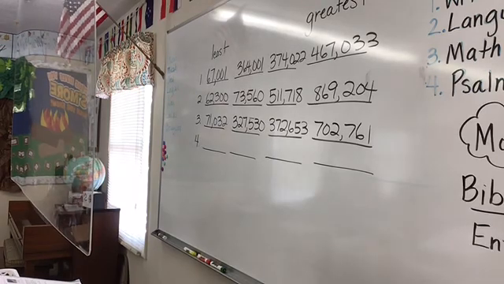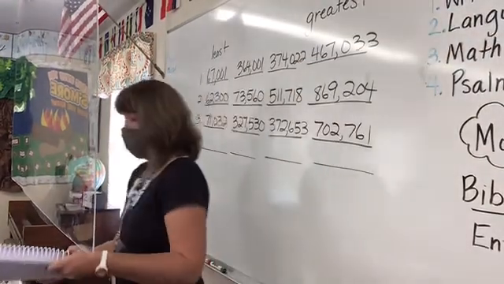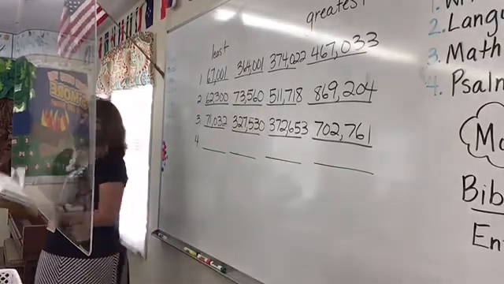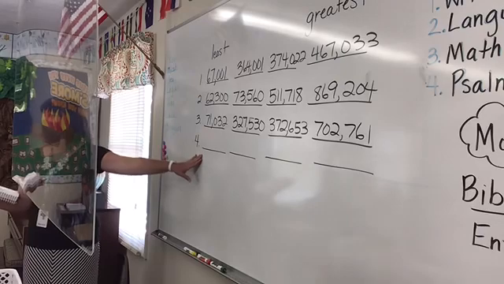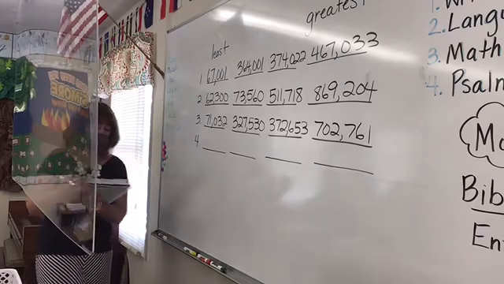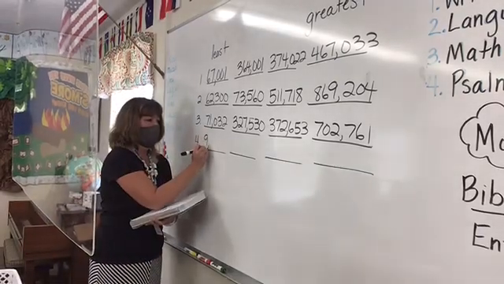Okay, let's check and see if you got the right answers. Everybody on the count of 3, tell me what the least number is that goes in this blank. 1, 2, 3. 9,648. Right.